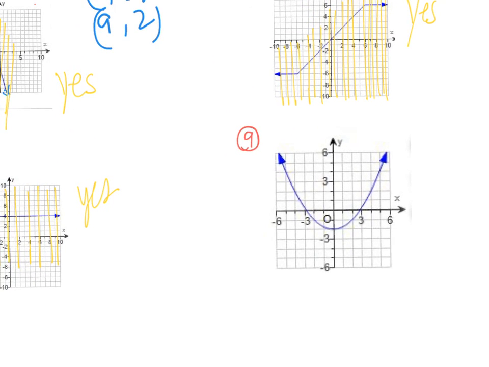Number 9, if we run our vertical line through, it intersects just one point at any one time. And yes, it is a function.